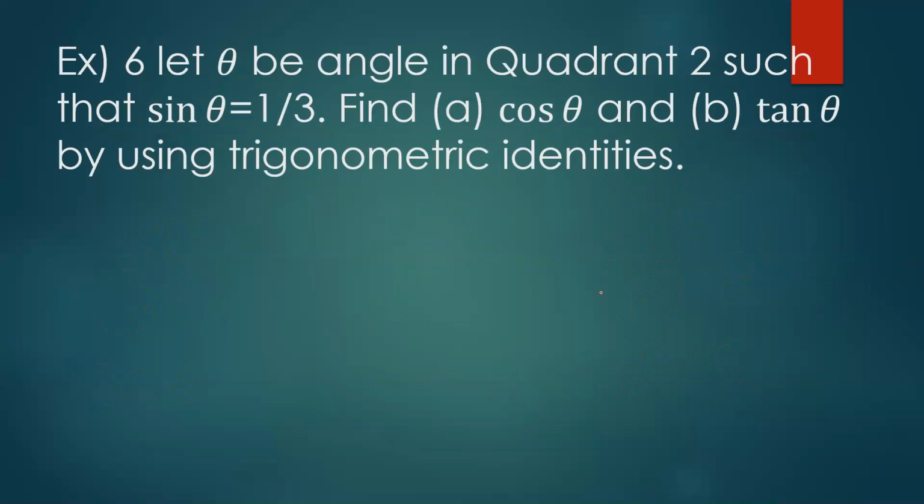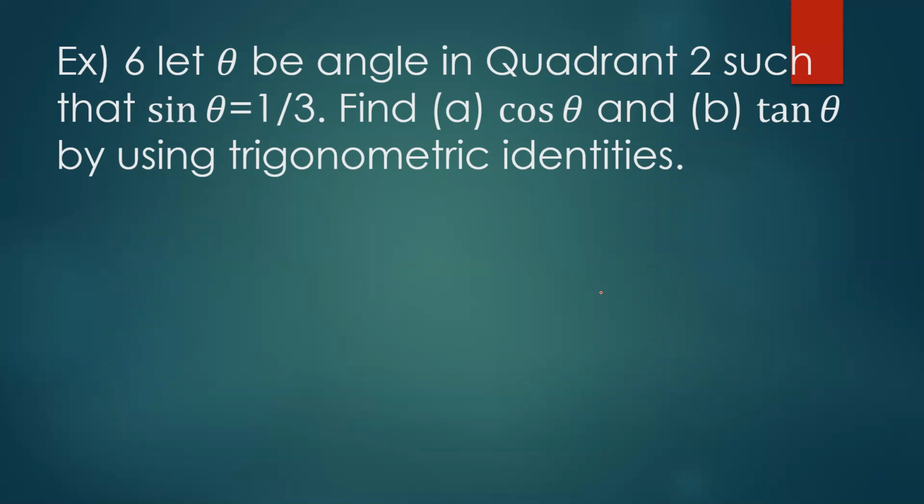Okay, so example 6 says, how many more do we have? Oh, this is the last one. So example 6 says, let theta be an angle in quadrant 2. So they give us a quadrant, that's good, such that sine theta equals 1 over 3. We got to find a few things. Part A says find cosine theta, and part B says find tan theta by using trigonometric identities.